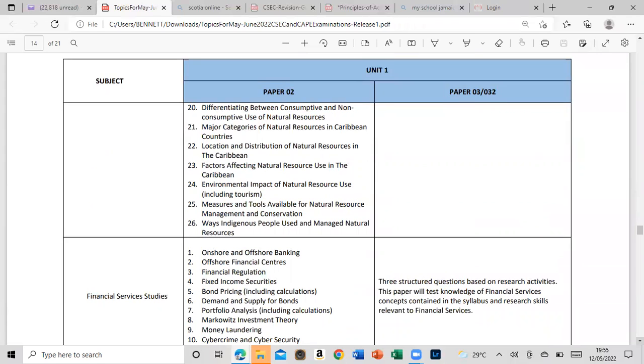20, differentiate between consumptive and non-consumptive use of natural resources, major categories of natural resources in the Caribbean countries, location and distribution of natural resources in the Caribbean, factors affecting natural resources use in the Caribbean, environmental impact of natural resources use including tourism, major tools available for natural resource management, and ways indigenous people use and manage natural resources. Now we're going to look at financial services studies.